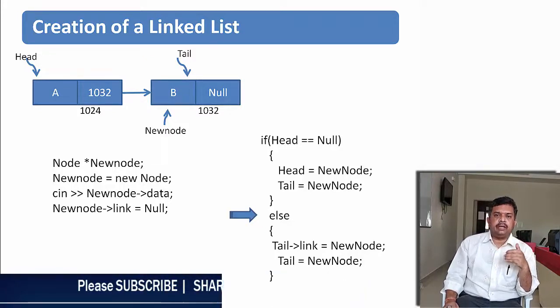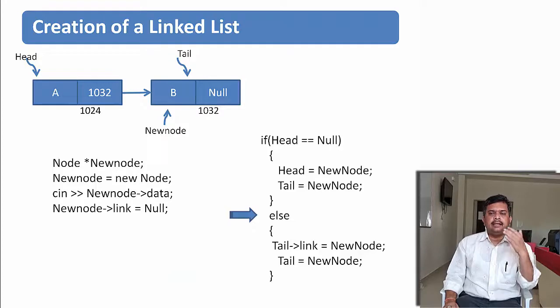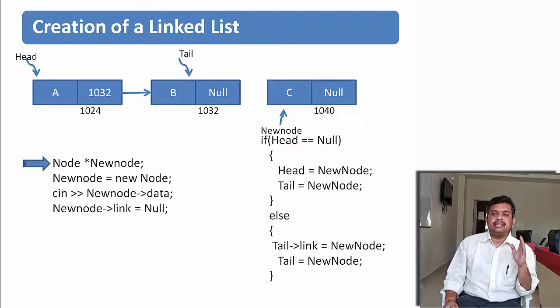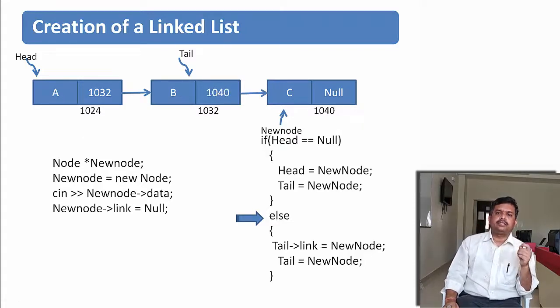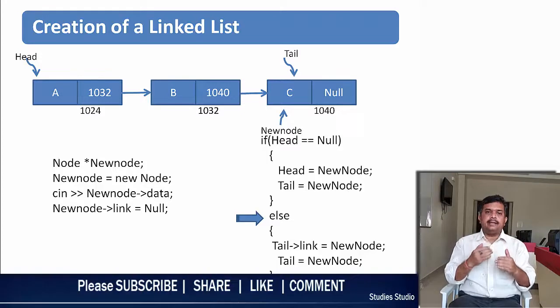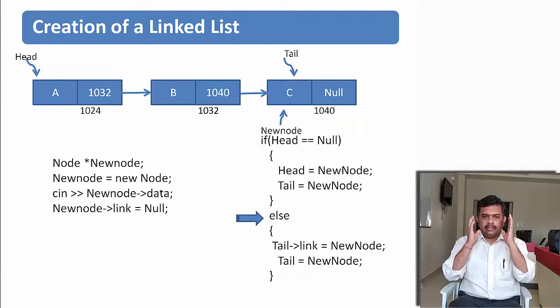Similarly, again I have created one more node, and it contains the data C. Its link is null, and let us say it is kept at 1040 location. Again I have to come to the else part, and now my tail is pointing to node containing data B. So its link I'll point to the node containing data C, and I'll move the tail to the next node. And like that I'll keep on creating new nodes with data and the link to be null.